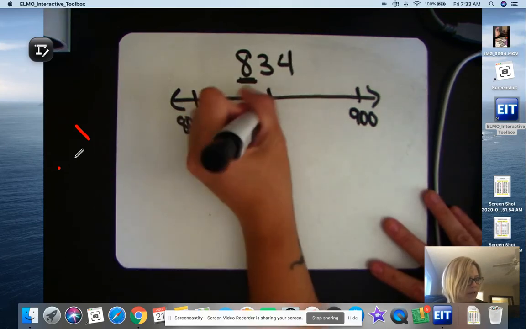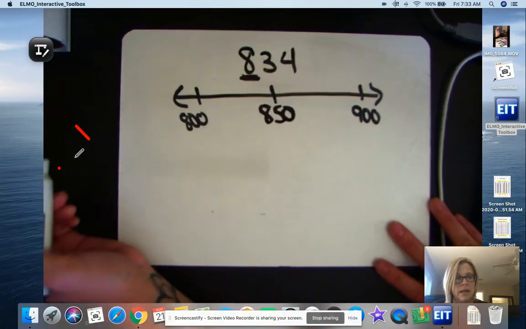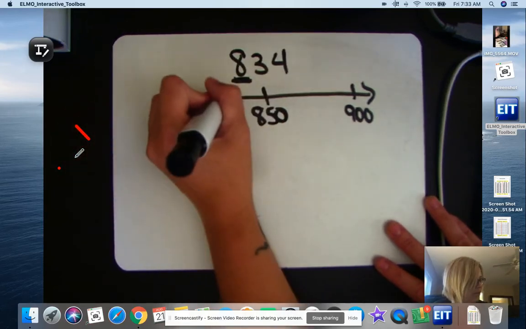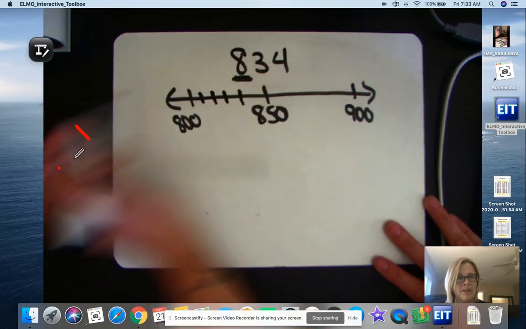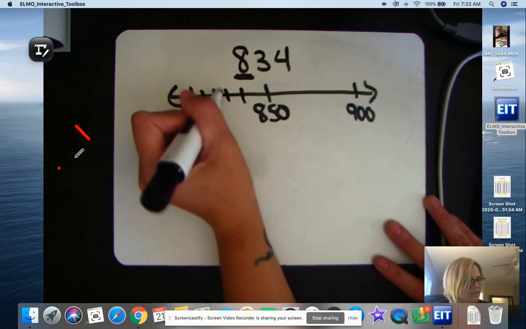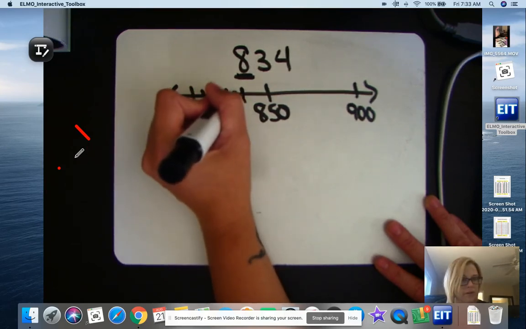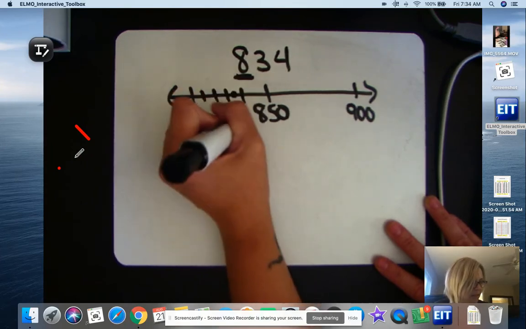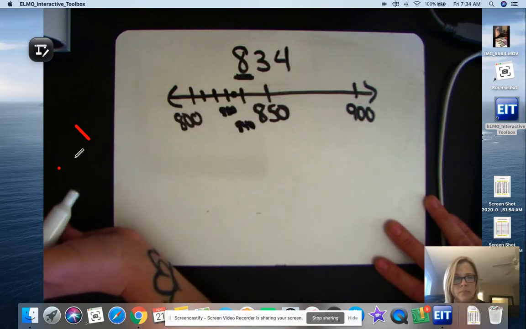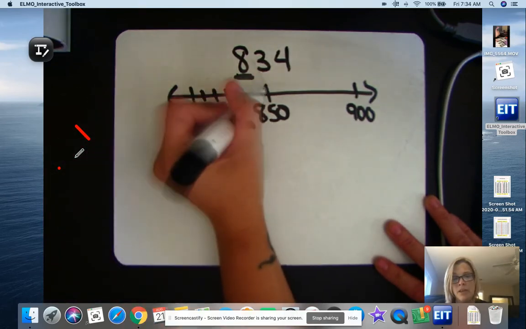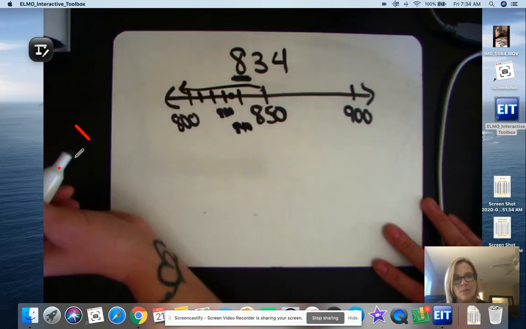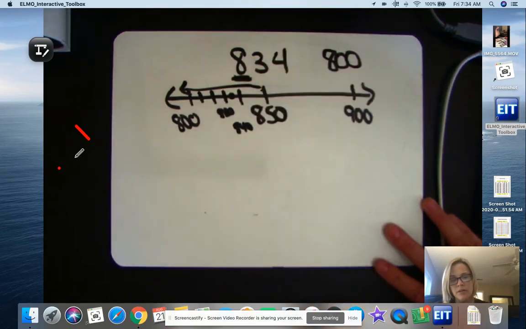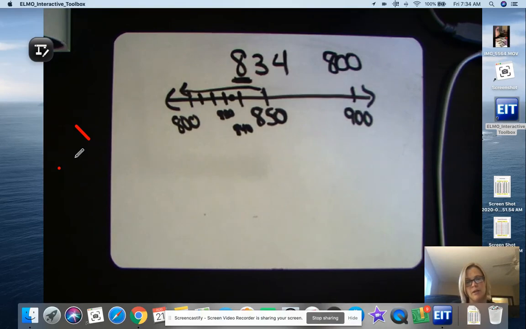So I'm going to go 850, and then I'm going to find my tens. So I'm going to say 810, 820, 830, 840. Now I know my number is 830-something, so that's going to be somewhere right here on the number line between the 830 and the 840. I know that it's before the 850, so I'm going to round down. 834 rounded is going to be close to 800 when rounded to the nearest hundreds.